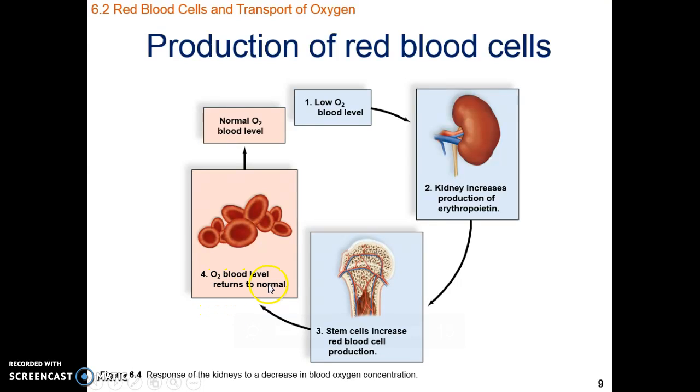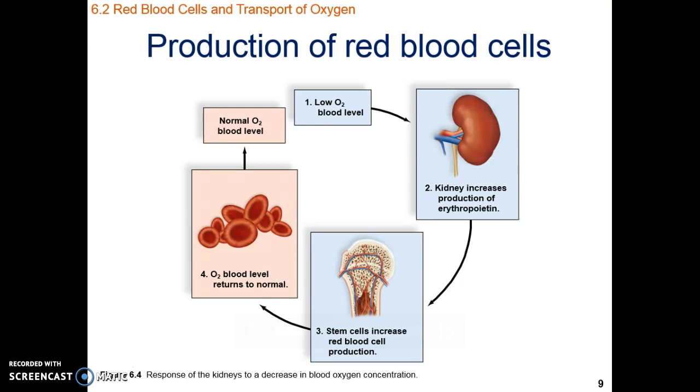And then red blood cells are produced. Those levels return to normal, which means the oxygen levels return to normal. And so then the kidneys will stop producing erythropoietin at higher levels. All right? Kidneys helping to maintain homeostasis within the body by producing erythropoietin. And this is also important.